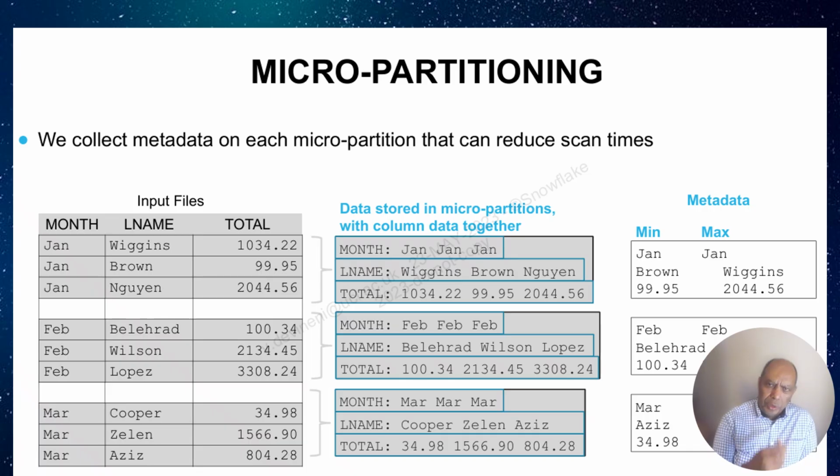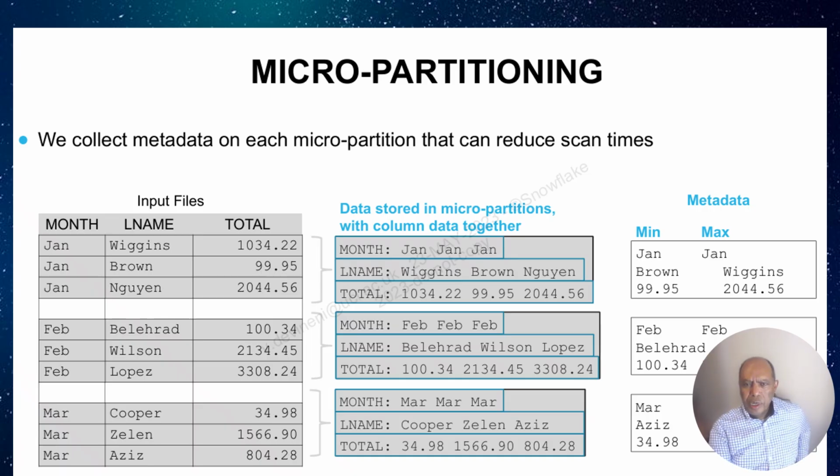How metadata reduces scan time. Take the January partition, for example. Snowflake knows the minimum and maximum values for month, last name, and total. If a query filters for February, or for totals above 3,000, Snowflake instantly knows the January partition does not match, so it does not scan it at all. This process is called micro-partition pruning. It dramatically reduces the amount of data Snowflake needs to read.